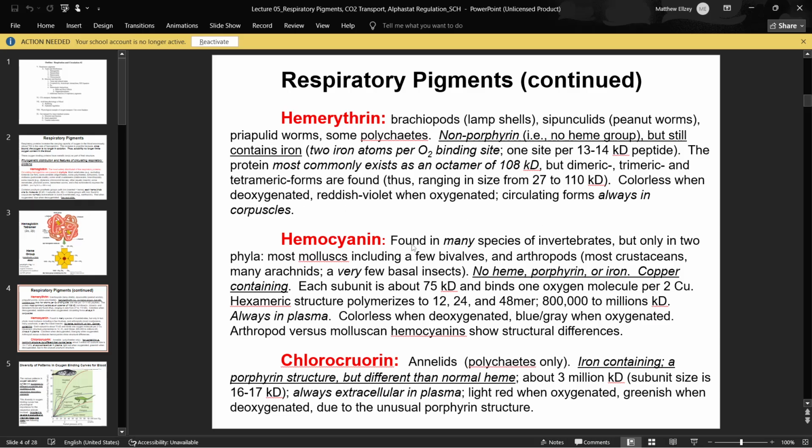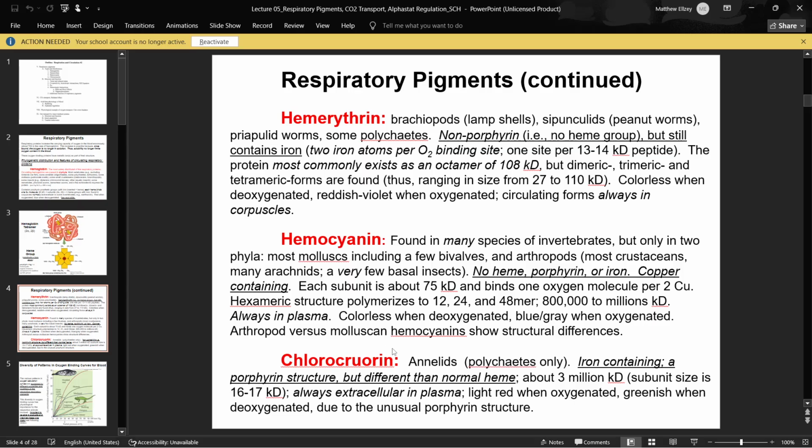We have hemocyanin, found in many species of invertebrates, but in only 2 phyla: most mollusks, including some bivalves, and arthropods. There's no heme, porphyrin, or iron. It's copper-containing, and each subunit binds 1 oxygen molecule per 2 copper. It's hexameric in structure, and it's always in plasma. It's colorless when deoxygenated and blue-gray when oxygenated, as in cyan. You see the cyan.